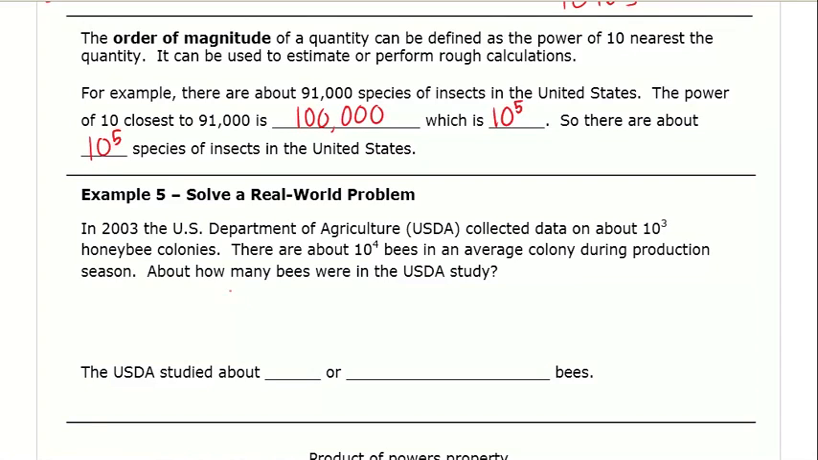Okay, well, they talked about studying 10 to the 3rd colonies. In each of these colonies, there's 10 to the 4th, so we would multiply those two together. Here, common base, we add our exponents, so that would equal 10 to the 7th, which would be 1 with 7 zeros following it, which is 10 million bees, which I would not want to be around.